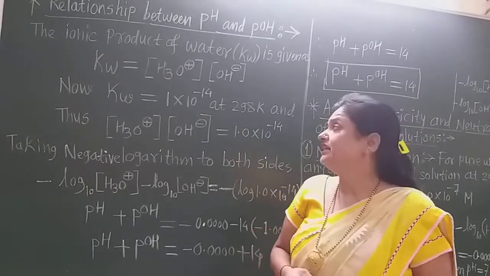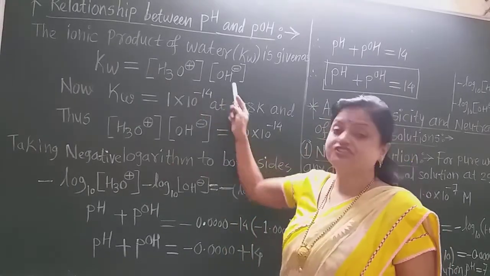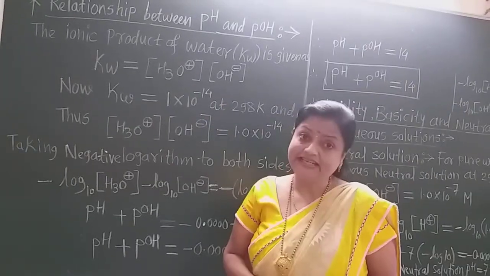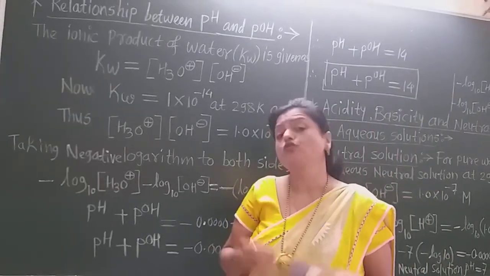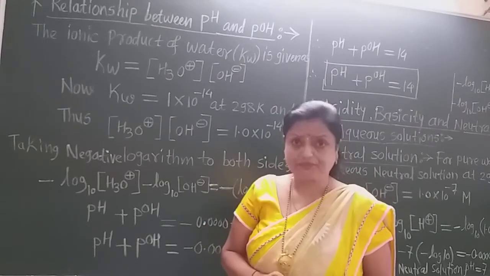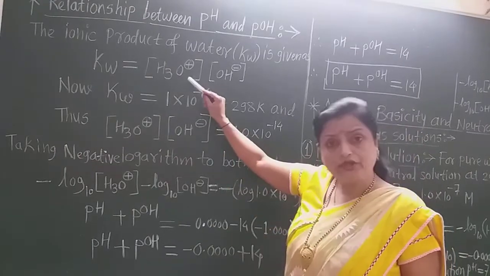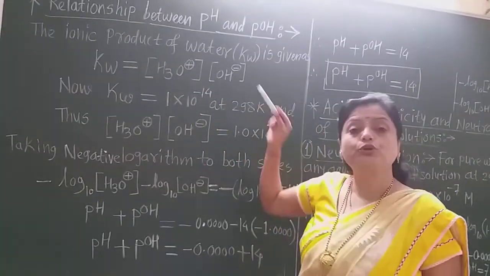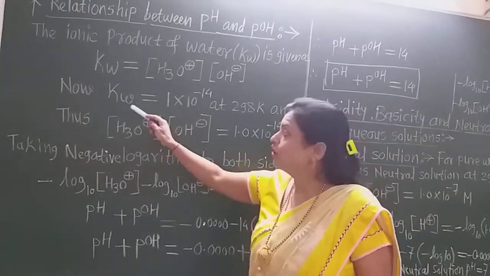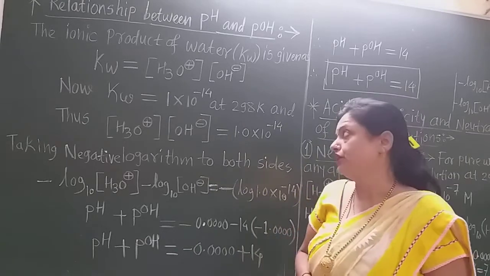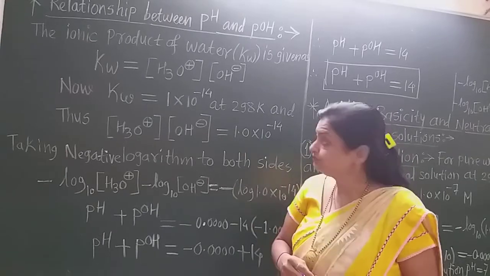And how does this value come? Because in pure water, the concentrations of both types of ions are similar, and that is nearly equal to 1 into 10 raised to minus 7 mole per decimeter cube, because water is very slightly ionized. I already told this in the last lecture. So 1 into 10 raised to minus 7 multiplied by 1 into 10 raised to minus 7 becomes 1 into 10 raised to minus 14. So the value of Kw, the ionic product of water, is equal to 1 into 10 raised to minus 14 at 298 Kelvin.